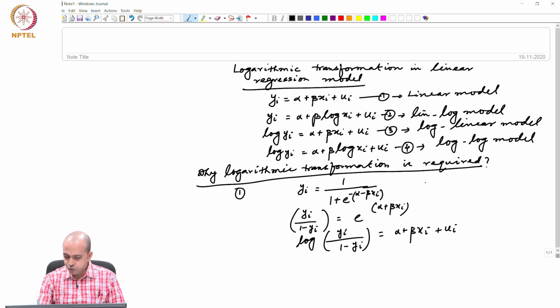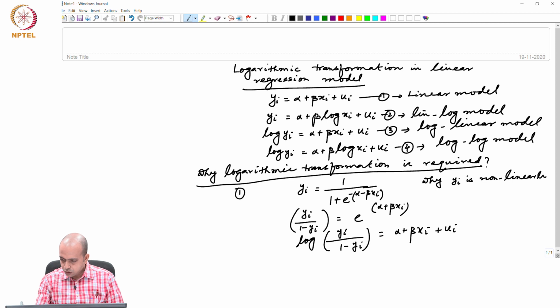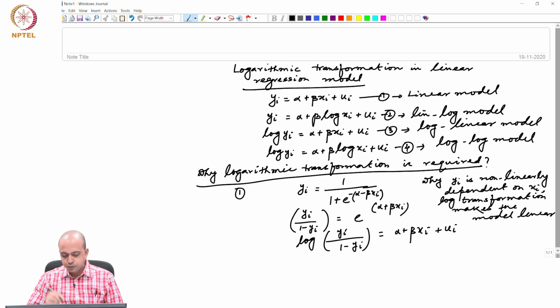So, I will write it shortly: when yi is non-linearly dependent on xi, log transformation makes the model linear. Okay? This is one reason.